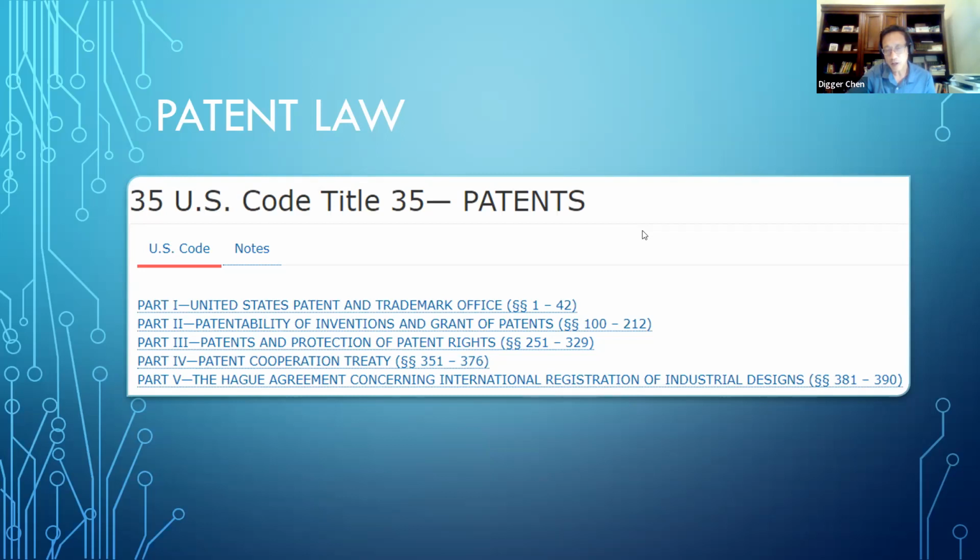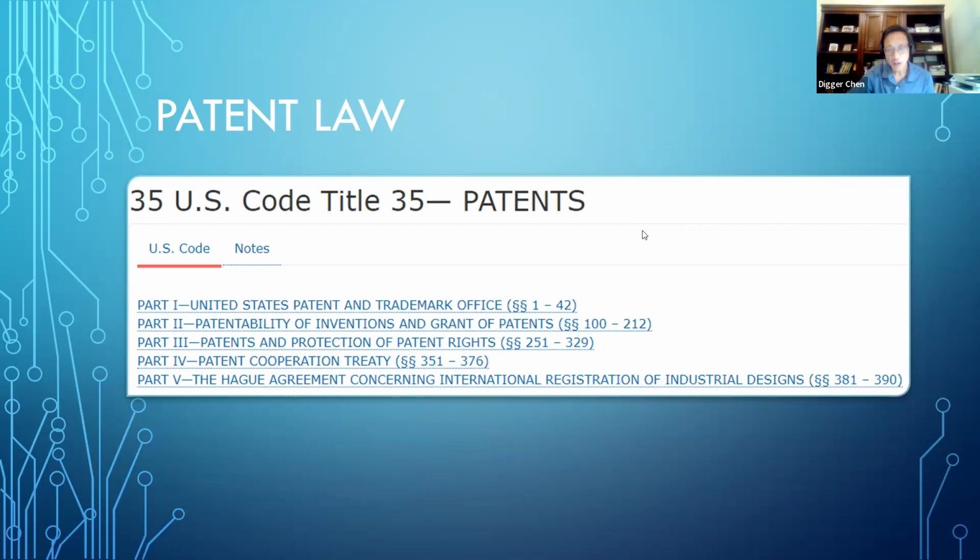part two and part three are most important. Patentability of invention and grant of patents, meaning what kind of invention, what kind of matters can be patented, and how USPTO will issue a patent, grant a patent, the procedure, all this. So from 100 to 212, the paragraphs.